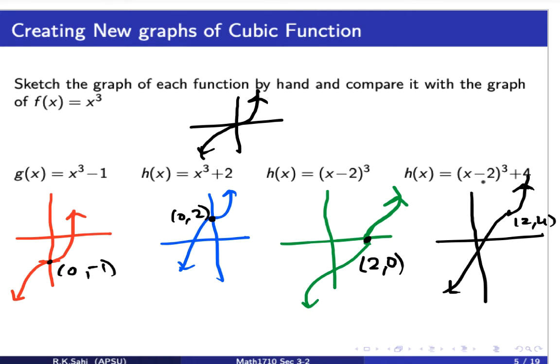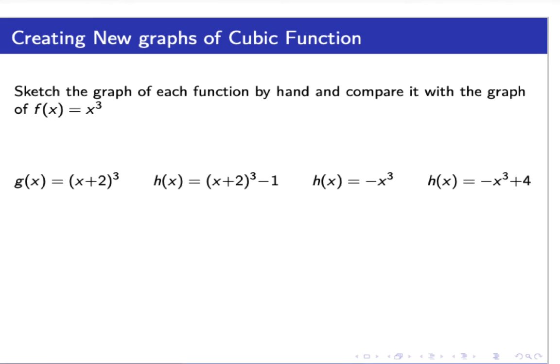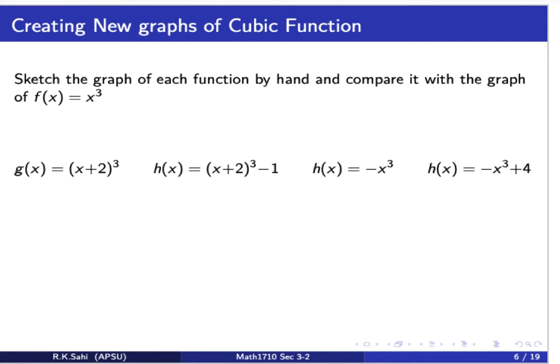So this is the graph x minus 2 cubed plus 4. The green one is for this and the blue one is for this. Okay, so it's quite a recap of the things we have done. I would like to add and do more new graphs of cubic functions. So here we are going to create new graphs of cubic functions and once again practice things we have learned earlier. That is basically transformations.